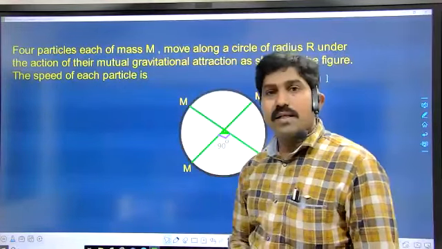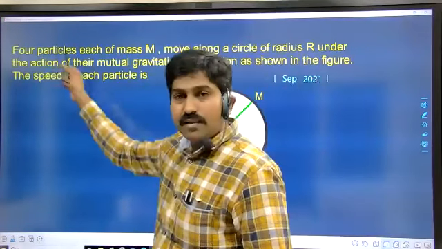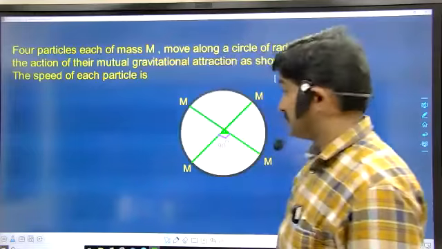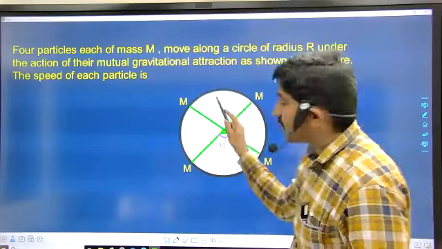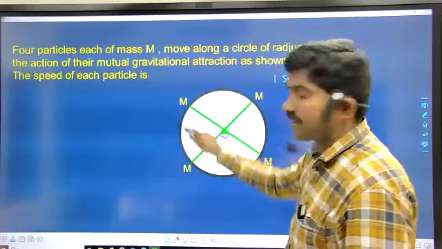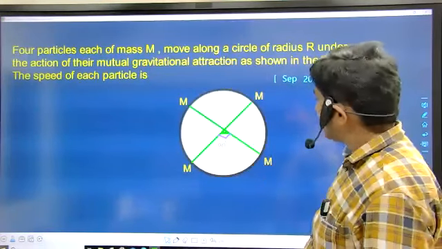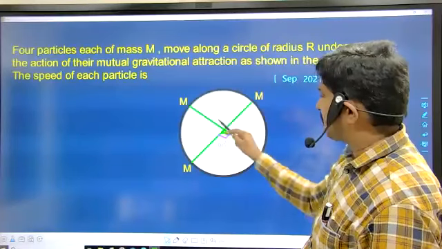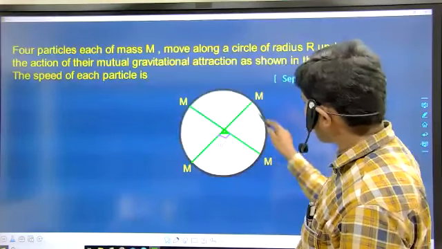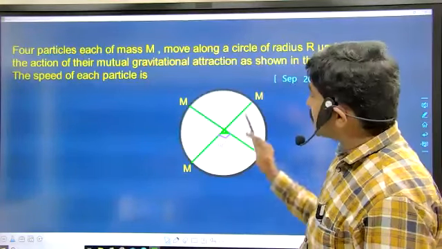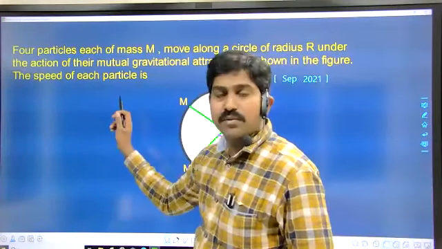But the difference is, in all the previous questions, I gave either 2 particles or 3 particles. But here, 4 particles are given, and all the four particles are moving along a circular path. Of course, the lines joining these particles make 90 degrees everywhere, so that means they will form a square by combining all of them. So such a question is this, and in this particular case, the speed of each particle you have to find out.